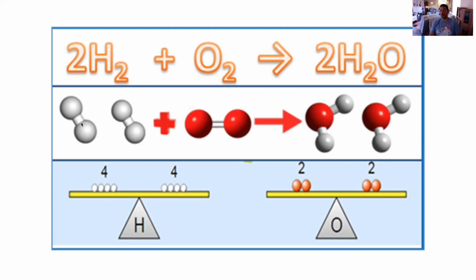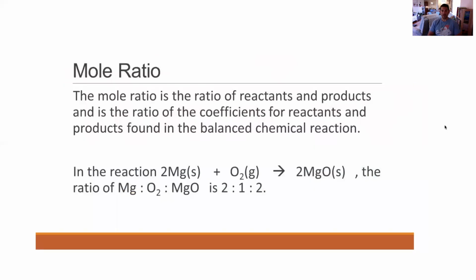So if I had 4 H2s, I'm going to make 4 H2Os. That would be a really simple stoichiometry problem. So it leads us, and this is the most important piece to get out of this video, to the mole ratio.